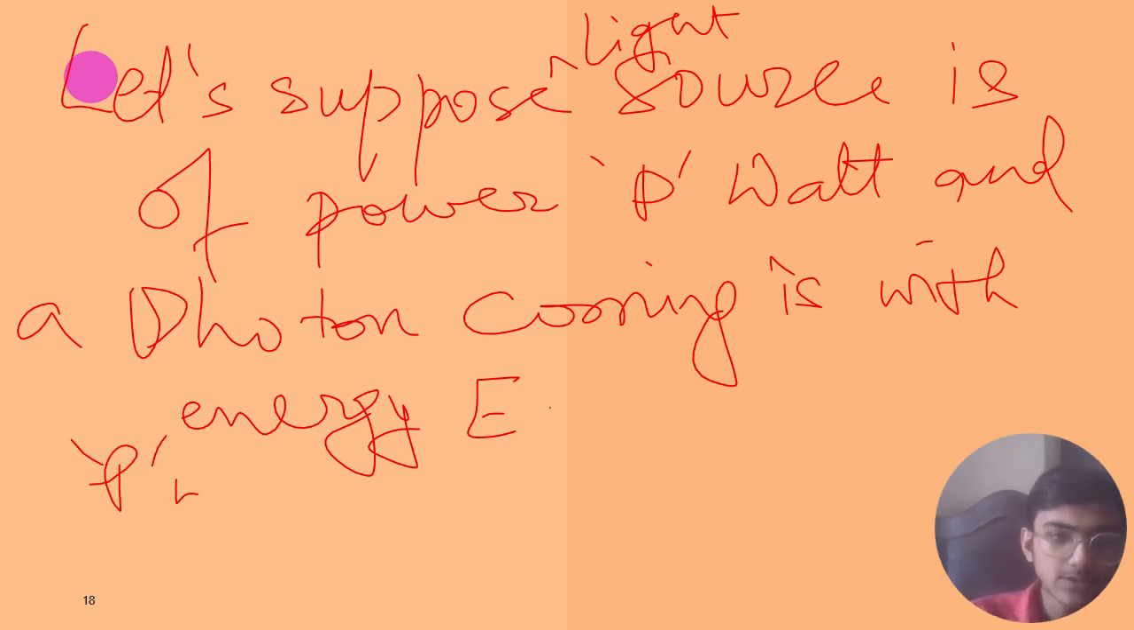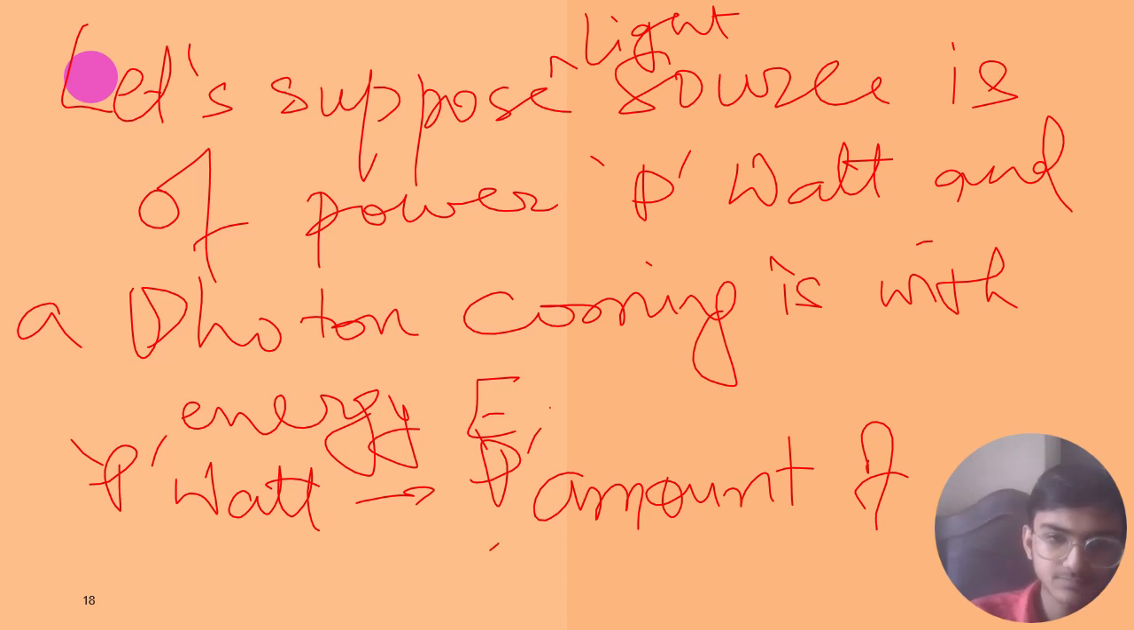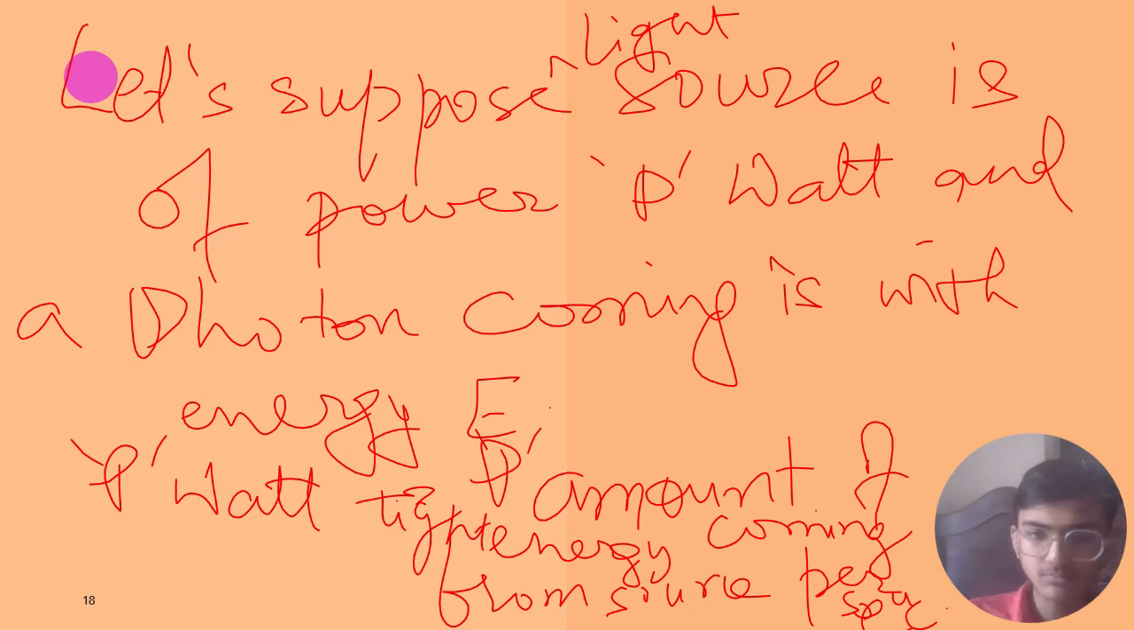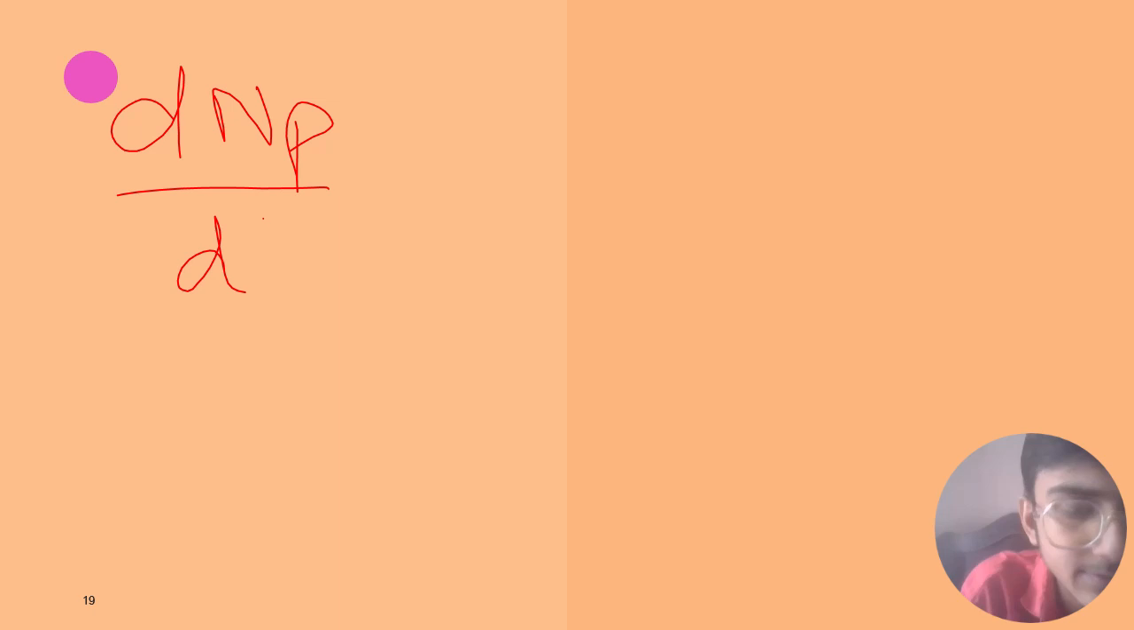So what does P watt mean? That P amount of energy of light is coming from the source per second. Now we can write dNp by dt as P over E.